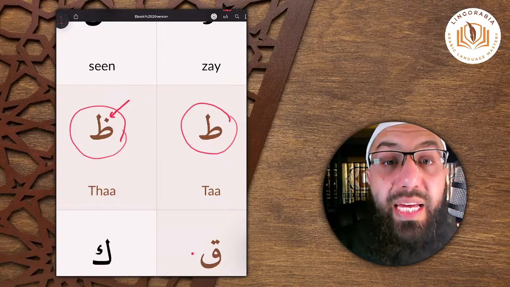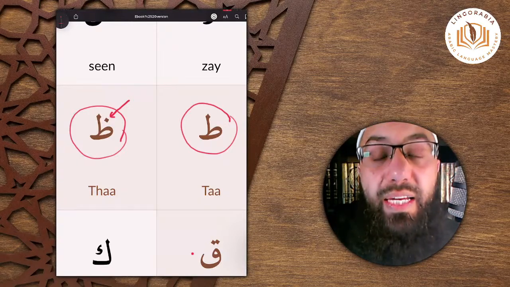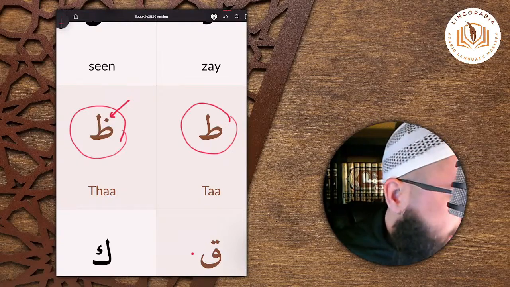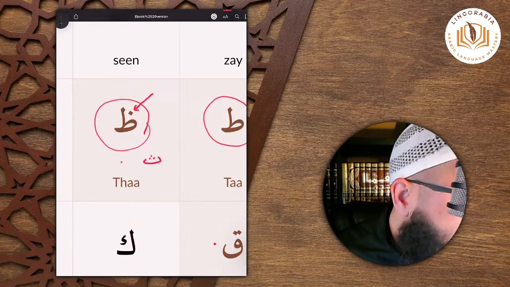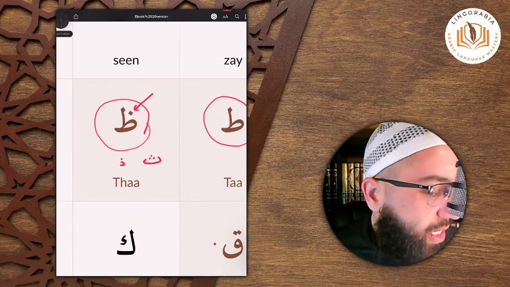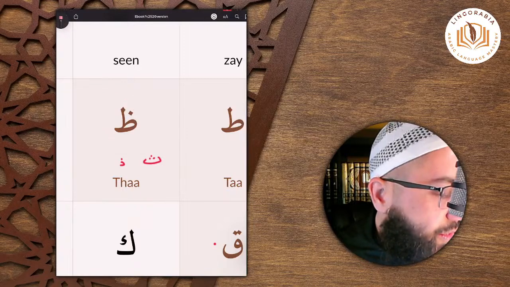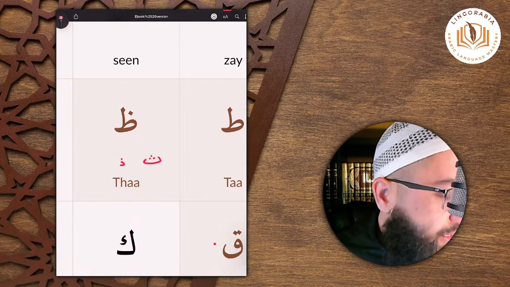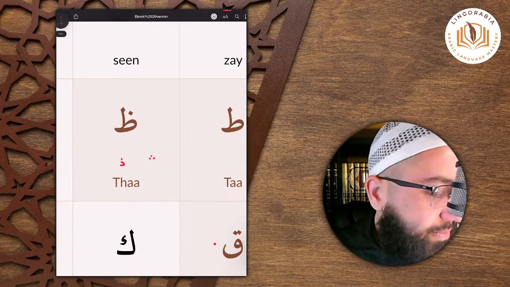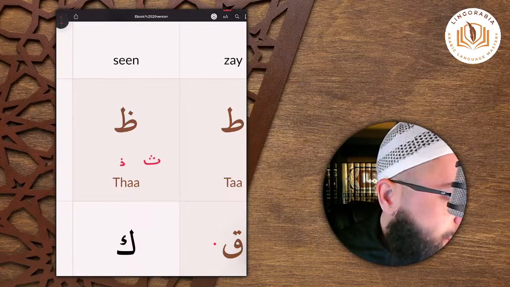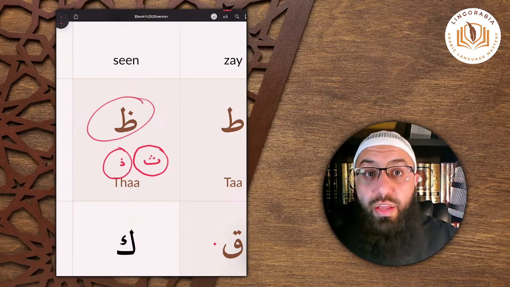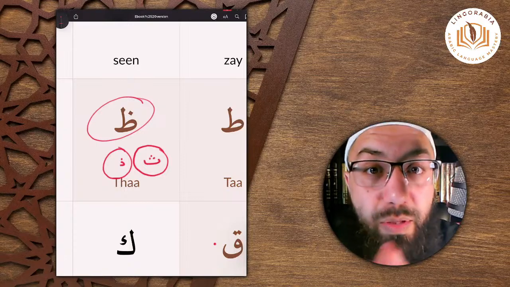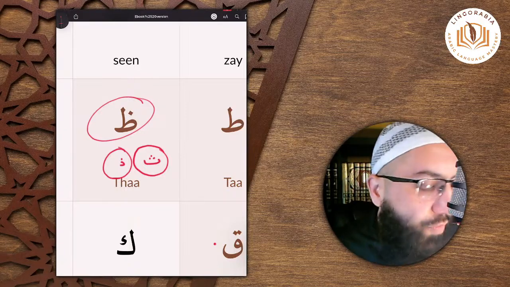Correct. So we got the tha, and the dhal. So these three letters, this one, this one, and this one: all three, you have to put your tongue slightly between your teeth. It's a characteristic of all of them.